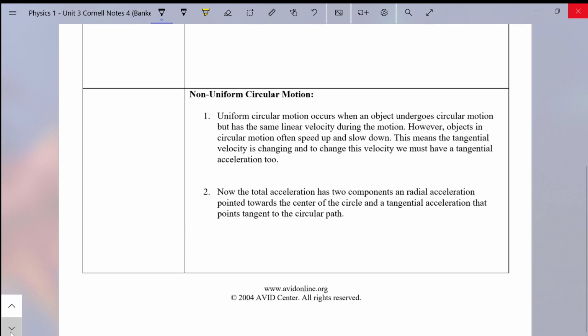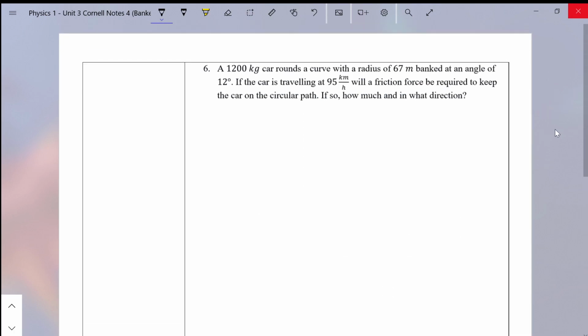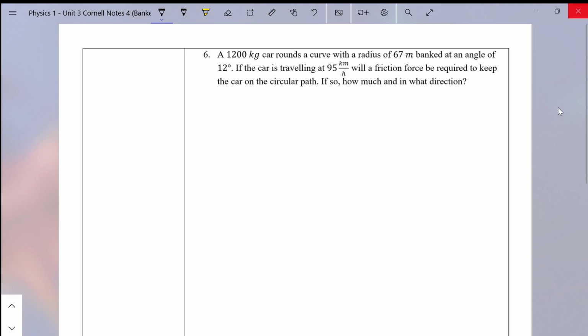So let's see, what do we have next? One more problem for banked curves. A 1,200 kilogram car is rounding a curve, and the radius of that curve is 67 meters, banked at an angle of 12 degrees. If the car is traveling at 95 kilometers per hour, will a friction force be required to keep the car in the circular path? If it is, how much? So how many newtons of force will the friction force have to be for us to continue on the circular path?